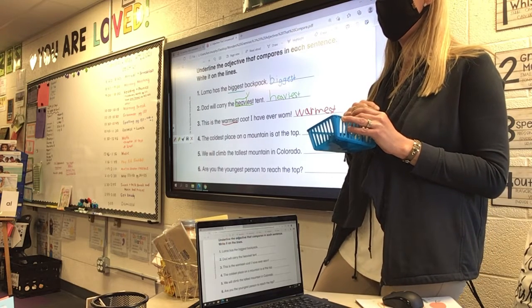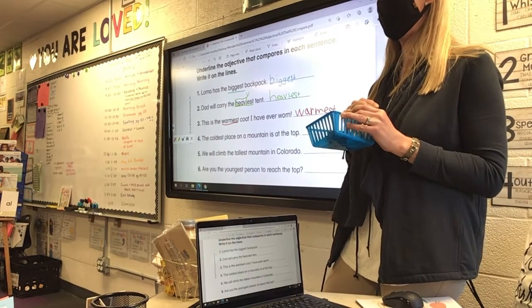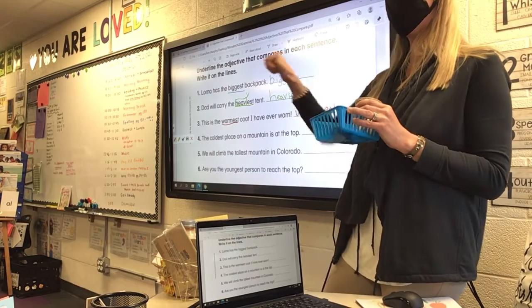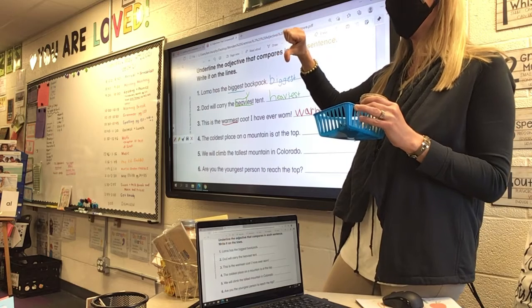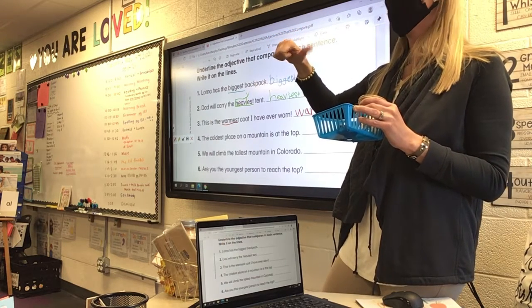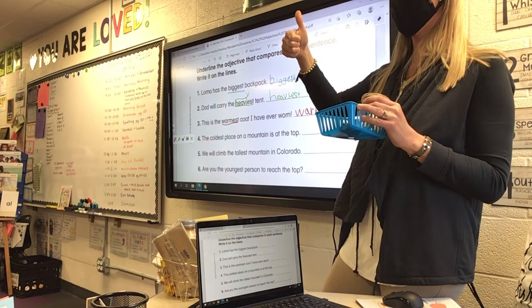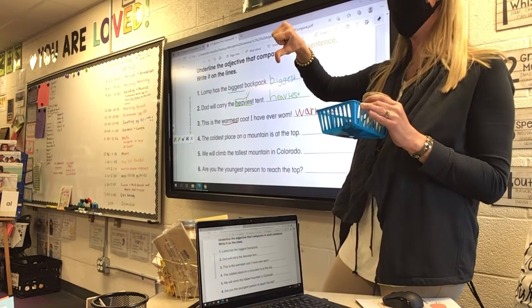Thumbs up if you think comparative and superlative adjectives adding ER and EST is not too bad. Thumbs sideways if you think that they're okay. And thumbs down if you think they're kind of difficult. No, just your thumb, not your mouth. How do you feel about them? Thumbs up if they're good. Okay, sideways, thumbs down if you need to learn more.